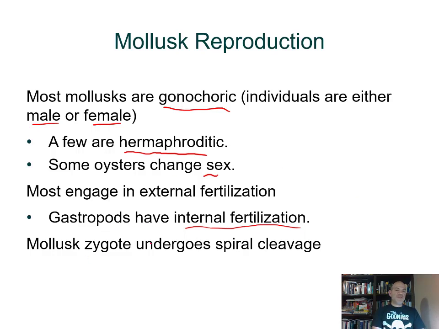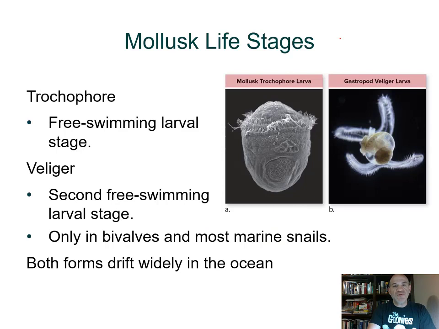The mollusk zygote is going to undergo spiral cleavage. It has to because mollusks are in the protostome clade. And spiral cleavage, we learned in the last chapter, is a characteristic of protostomes.